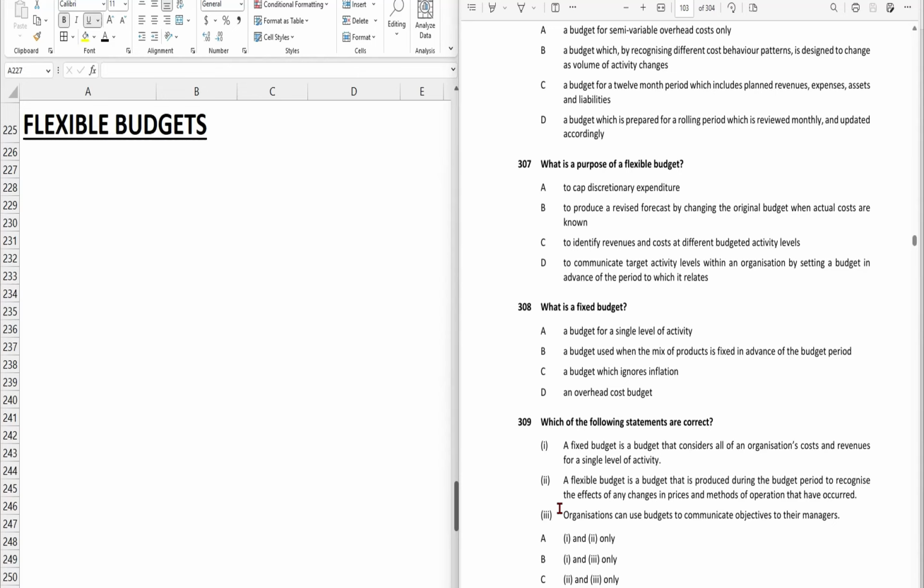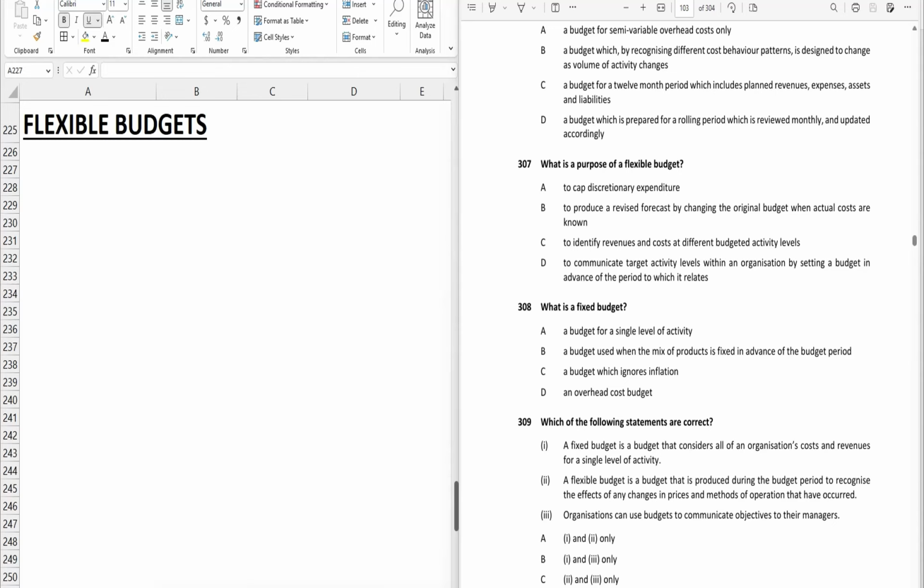Now option B, to produce a revised forecast by changing the original budget when actual costs are known. Again, this is not the flexible budget. Why? It's only describing revising or reforecasting, right? And as you know, when actual costs are known, we do a variance analysis, not the flexible budget, right?